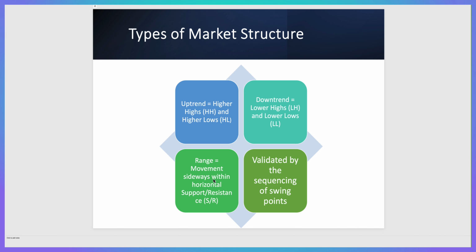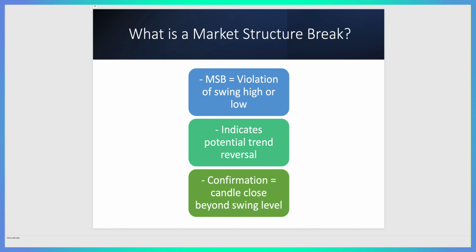What is a market structure break? Violation of the swing high or swing low. It loses the level. It indicates a potential trend reversal. Now, we saw a few times where it broke and then recaptured, and it broke and then recaptured. The confirmation in general is a candle close beyond the swing level, either the breakout or the breakdown. But I would say, instead of just looking for one candle confirmation, look for something that says sellers are going to join me or buyers are going to join me.